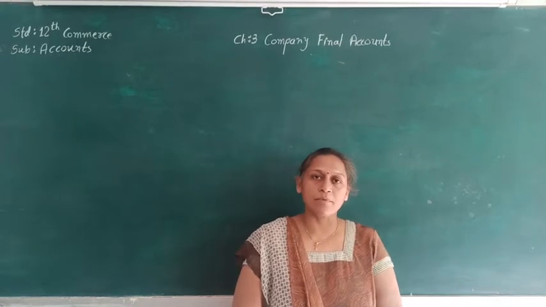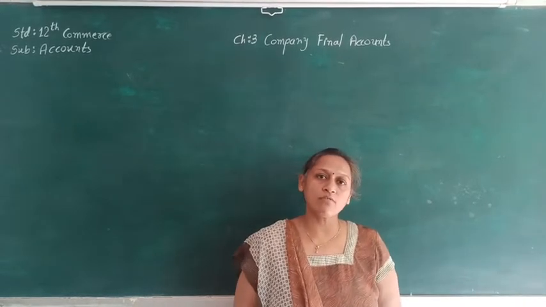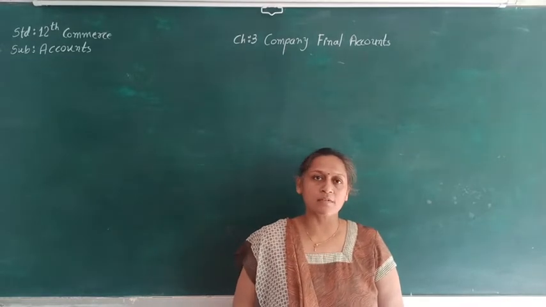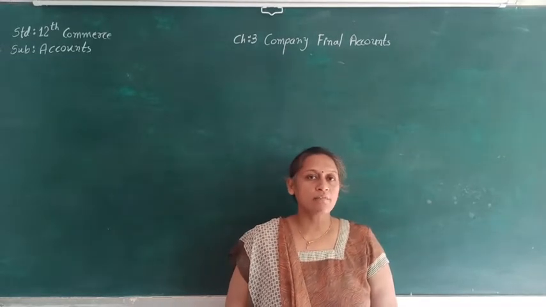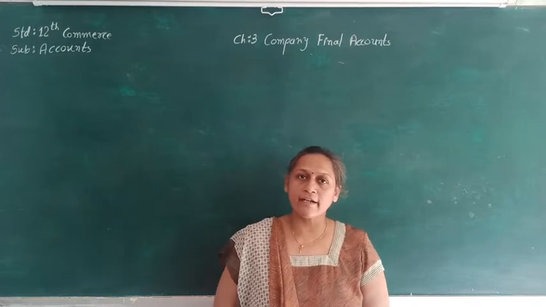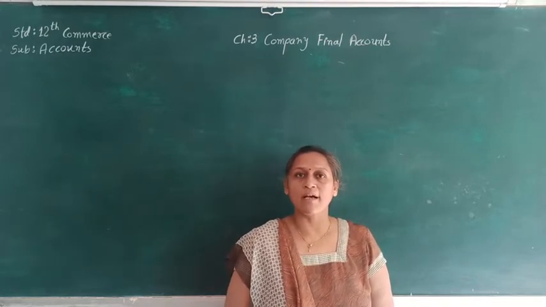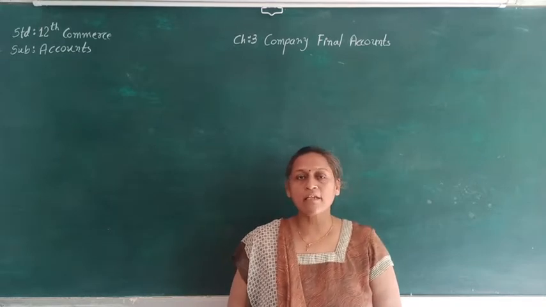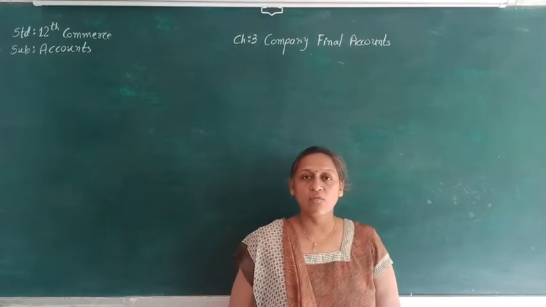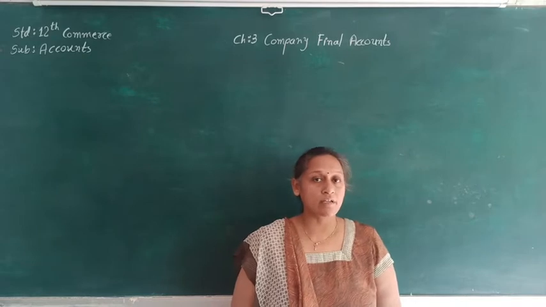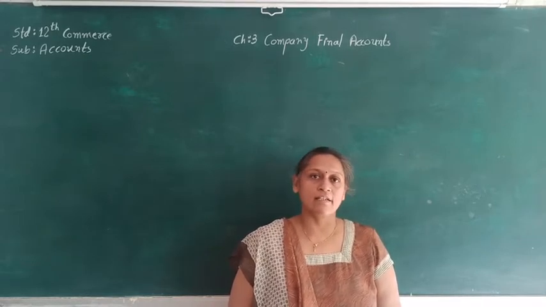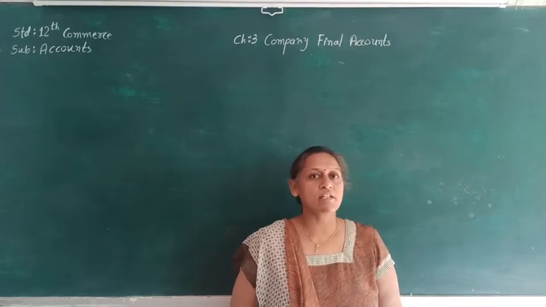Today we are going to see chapter number 3, that is company final account of standard 12 commerce subject account. So today again we are going to see some more heads where we are going to bifurcate the main head and subhead of the balance sheet. And today we will see the subhead of the asset side where the headings are non-current asset and current asset. So let's see that with illustration number 7.